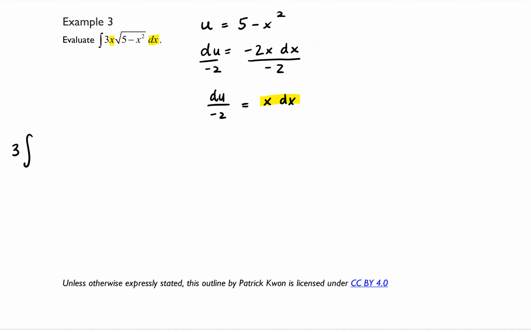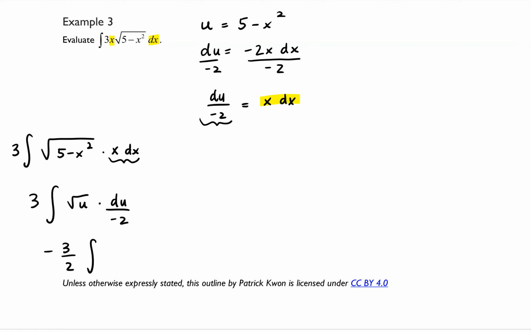I'm going to factor out the 3, or take it outside of the integral symbol. So I have the square root of 5 minus x squared times 3 dx. And again, oops, not 3 dx, I meant x dx. And this thing here, I can substitute with that. So if I rewrite this now, I have 3 times the integral of the square root of u times du over negative 2. And the 1 over negative 2 I can factor outside of the integral symbol.